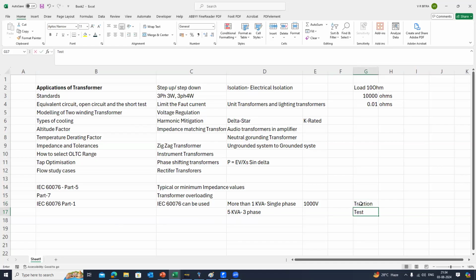Next are testing transformers, welding transformers, explosion-proof application transformers, and the transformers being used in deep water, like offshore. So for these applications, the 60076 is not really applicable, and the transformers meant for these purposes are not really a part of this 60076. Okay, so this is about the standards of the transformer.